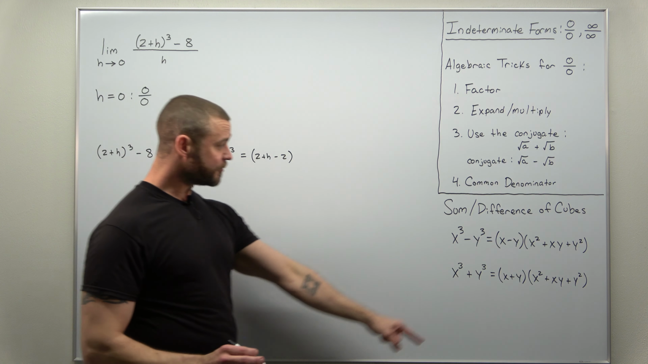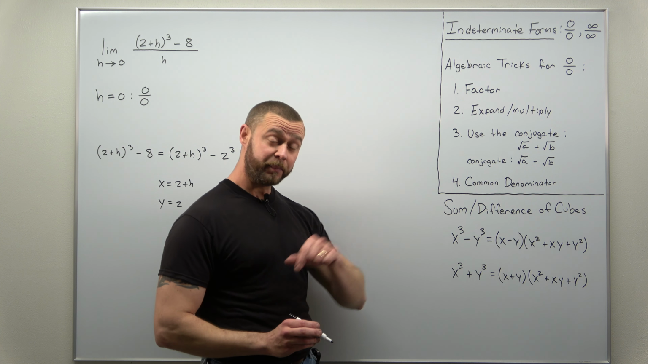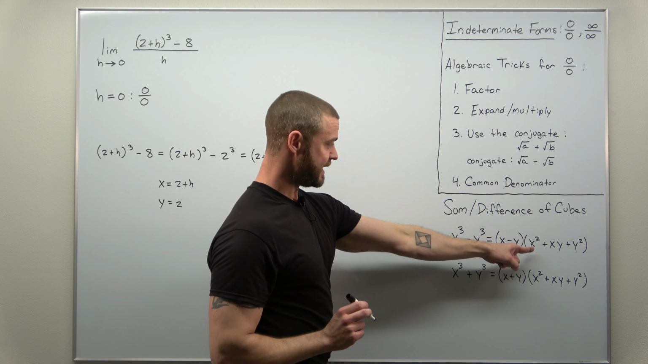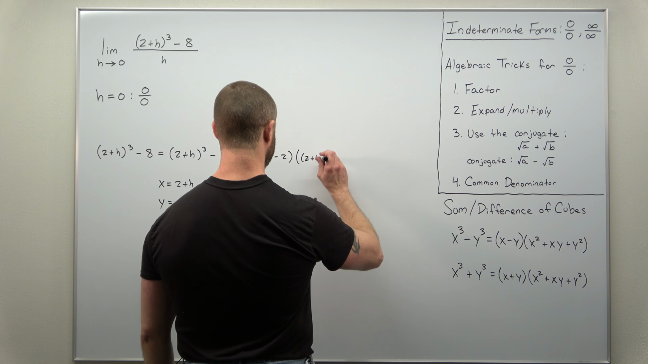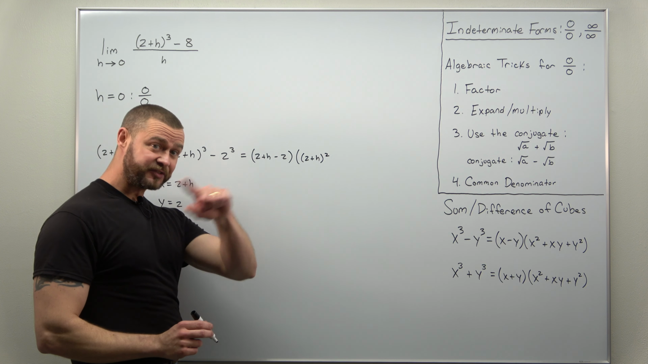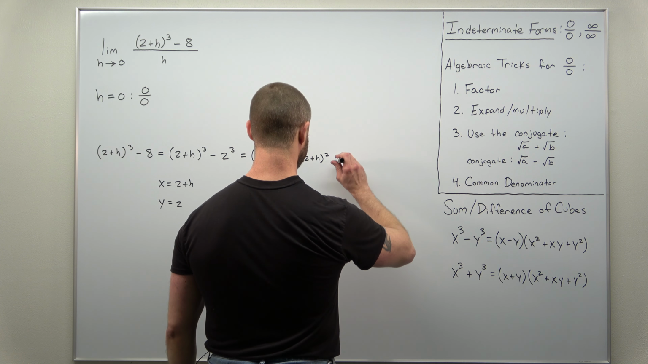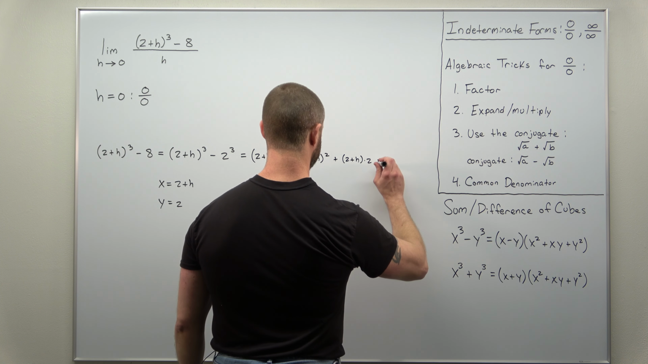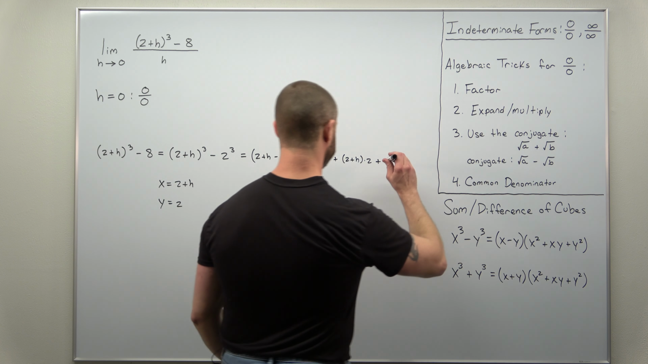And now we plug in everything to the other part here, x squared plus xy plus y squared. So we have x squared, so (2 plus h) squared. We add to that x times y, so 2 times (2 plus h). And then we add to that y squared, which is 4.